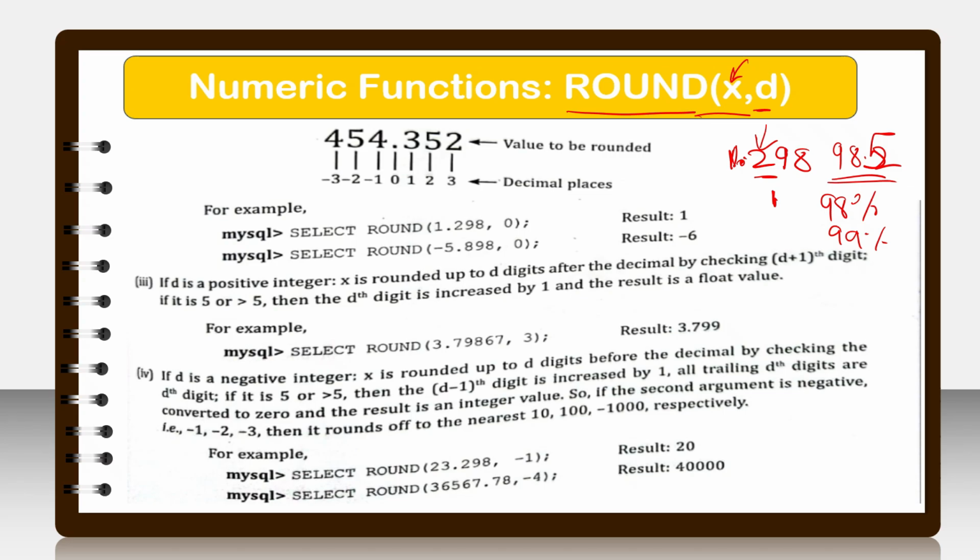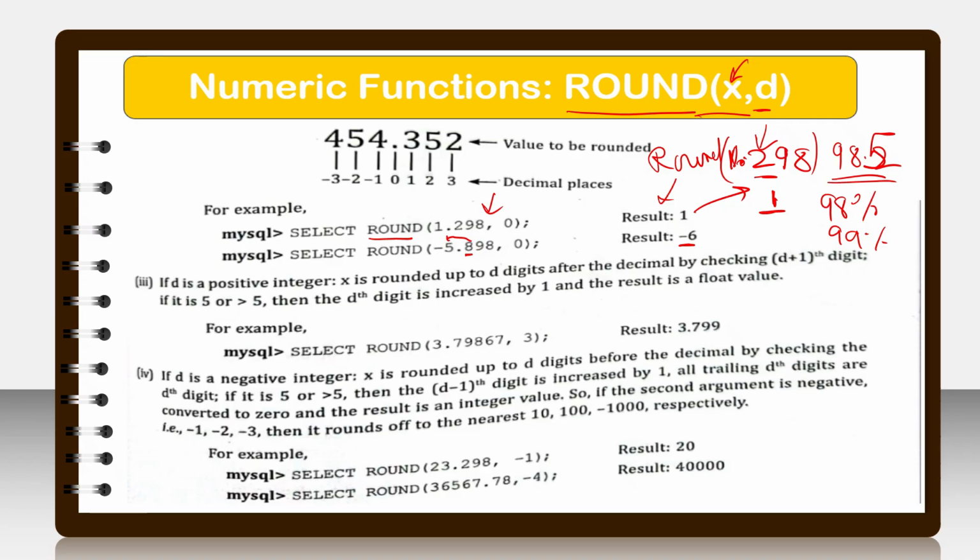So see here, the first case is if no second parameter is defined, we will consider it 0, or we can give 0 as the parameter also. So here you can see this example, select round 1.298 comma 0, it will give you the result 1. So this and this are the same. If we write select round and just this bracket, then also we will get 1 as the output, and here also we are getting 1. Second is minus 5.89. Now this 8 is greater than 5, so it will be minus 6. So this number will be increased by 1 and we will get minus 6 as the result. So this is the first case, that is the default case.